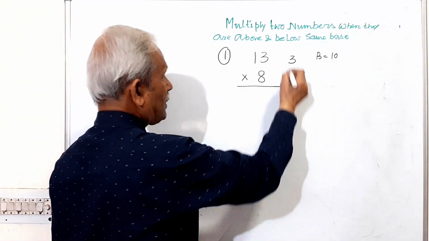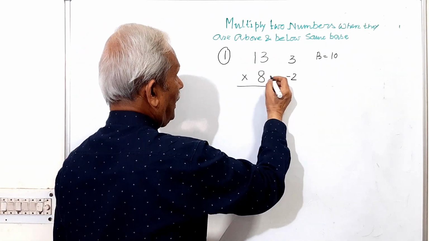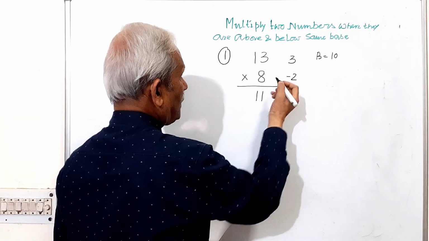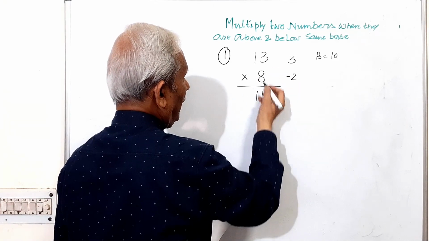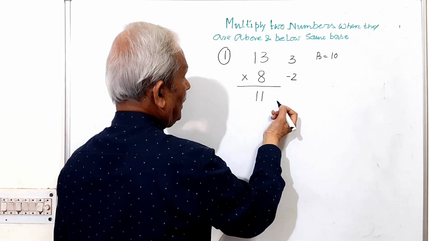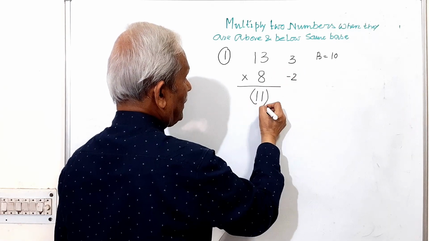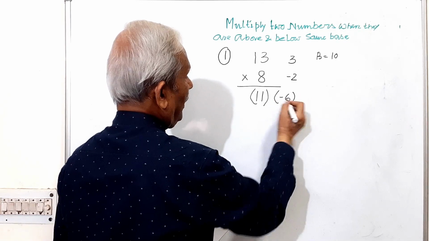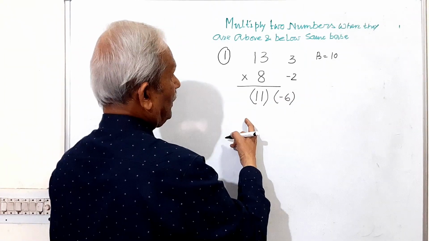Right? Cross addition or cross multiplication, it becomes 8 plus 3, 11. Or 13 minus 2 is 11. Doesn't matter. 8 plus 3 is 11, and 13 minus 2 is also 11. So it's 11. First part of the answer is 11. Second part of the answer is minus 6. Now you have to devinculate it.